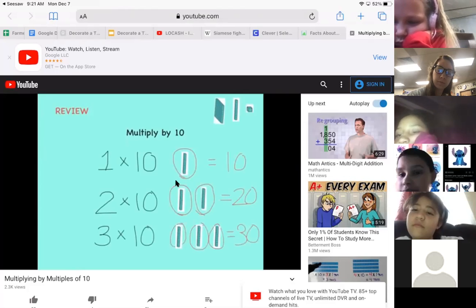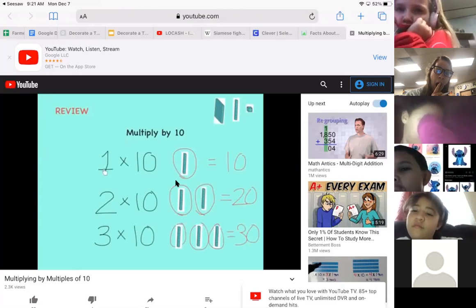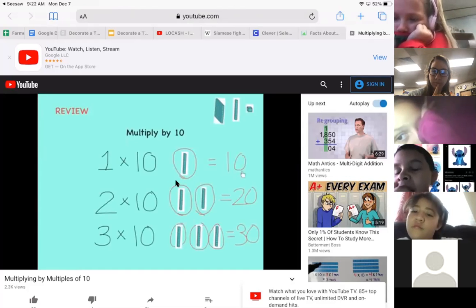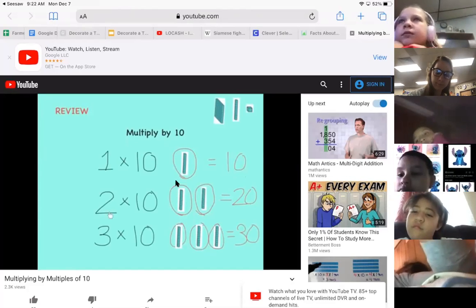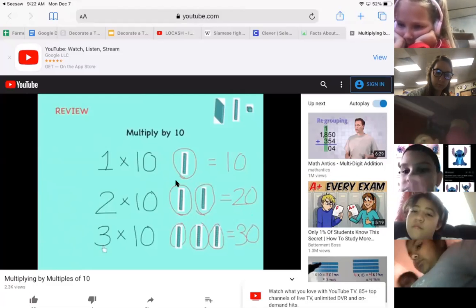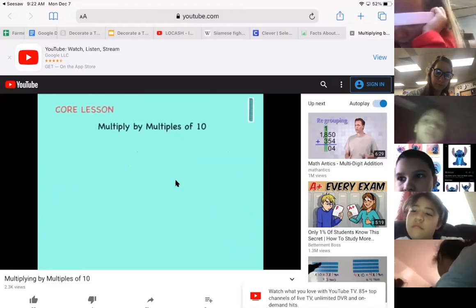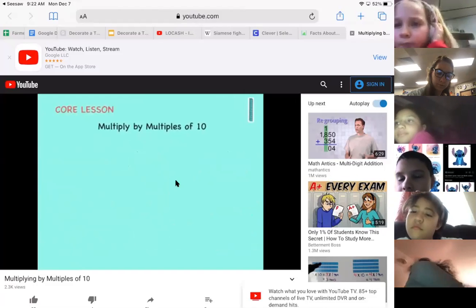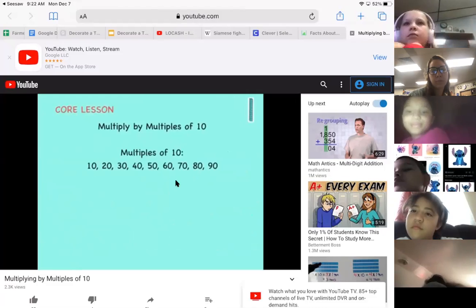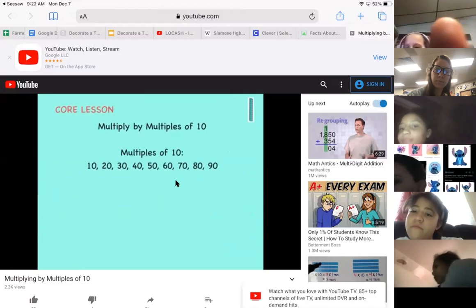Notice the pattern. Anytime we multiply by 10, we stick a 0 at the end of the number we multiplied by. So 1 times 10, well, here's our 1, and there's the 0. 2 times 10 equals a 2, followed by a 0, 20. And 3 times 10 equals 3, followed by a 0, 30. Interesting pattern. Let's find out what happens when we multiply by multiples of 10. We can find multiples by skip counting. The multiples of 10 are 10, 20, 30, 40, 50, 60, 70, 80, and 90.